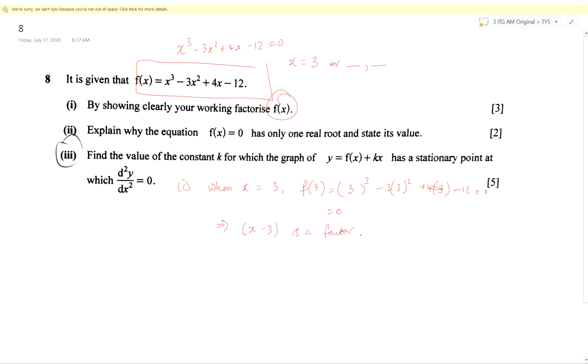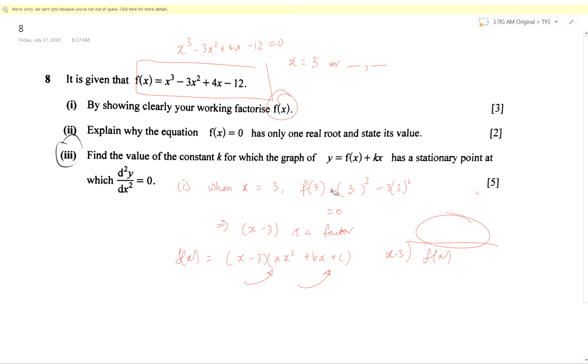So from then on, f(x) is going to be equal to x minus 3 multiplied by ax squared plus bx plus c. Since f(x) is cubic, the quotient after dividing by x minus 3 will be a quadratic. Then you can do the substitutions to find the values of a, b and c. Alternatively, you can divide f(x) by x minus 3 to find the same quotient.